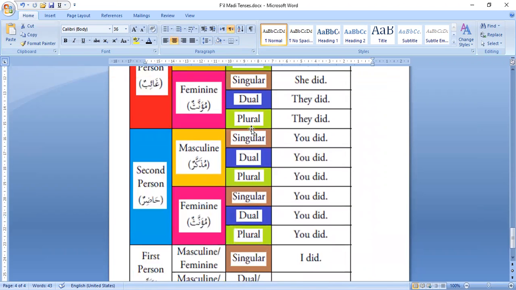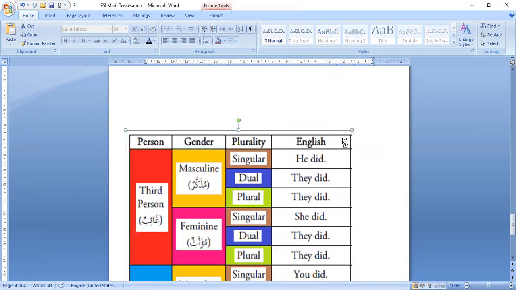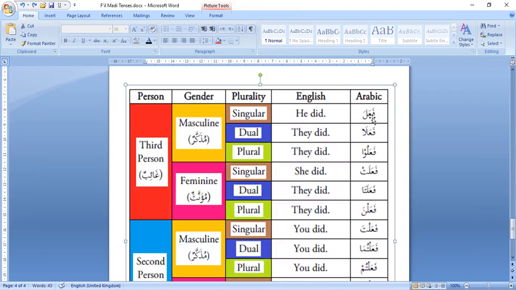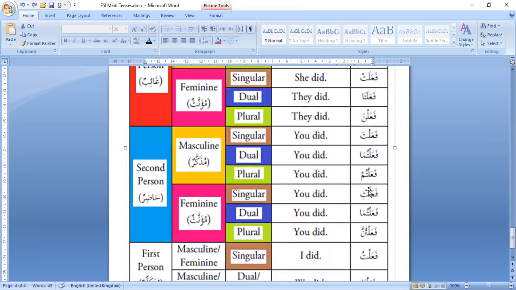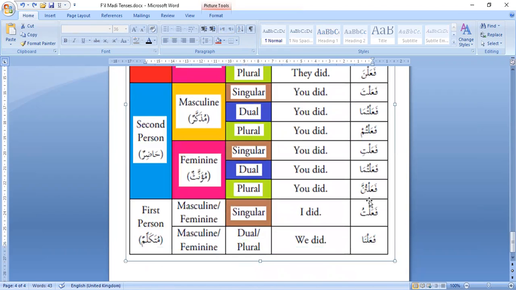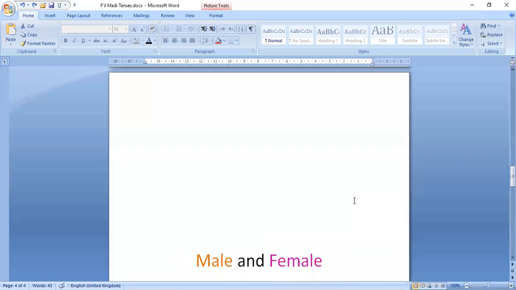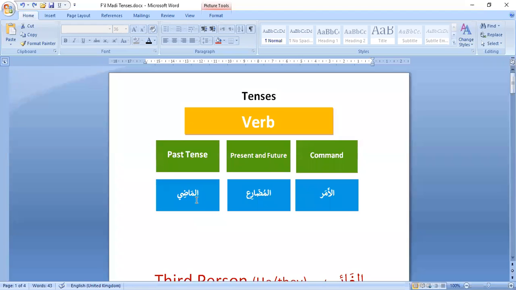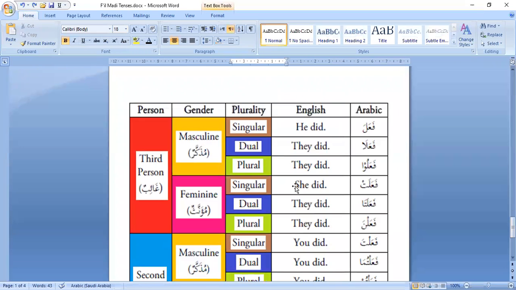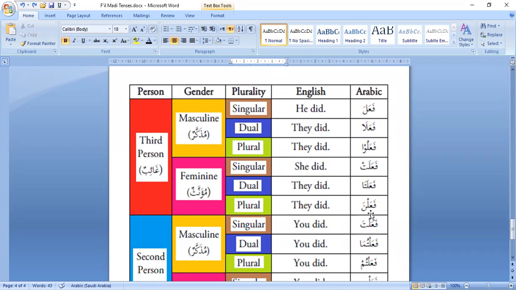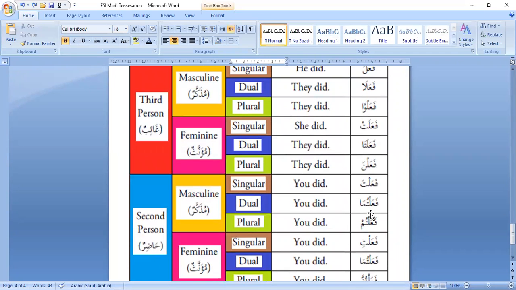Now the scale I just did here, fa'ala, fa'ala, fa'alu, fa'alat, fa'alata, fa'alna, fa'alta, fa'altuma, fa'altum, fa'alti, fa'altuma, fa'altunna, fa'altu, fa'alna, is the past tense, the madi. Okay, the mudari will be different. The mudari scale changes. It goes yadribu, yadribani, yadribuna, tadribu, tadribani, yadribna, tadribu, tadribani, tadribuna, and so on.